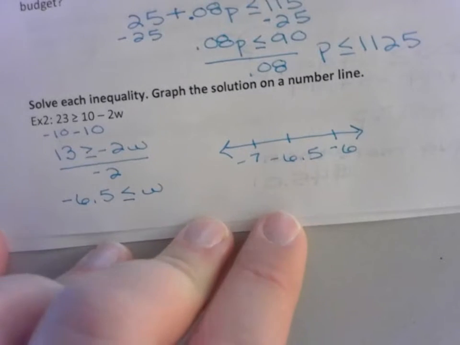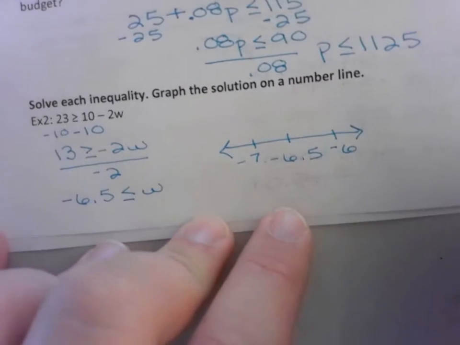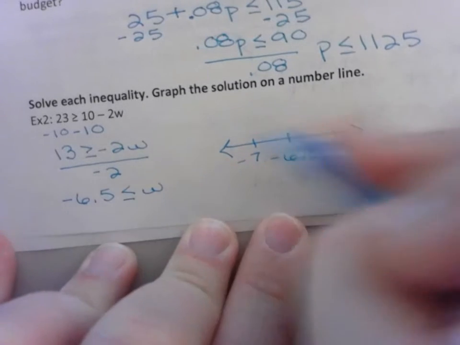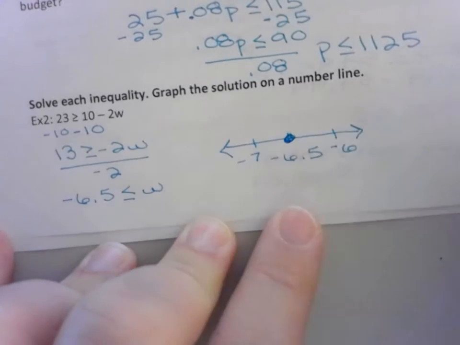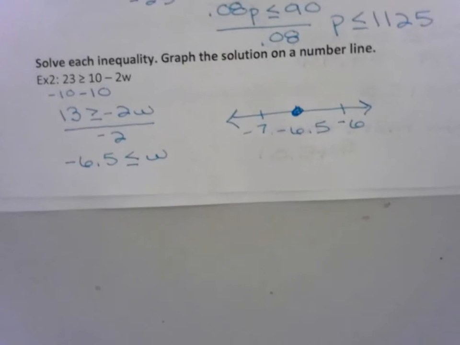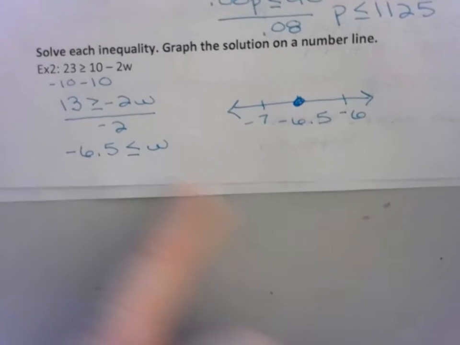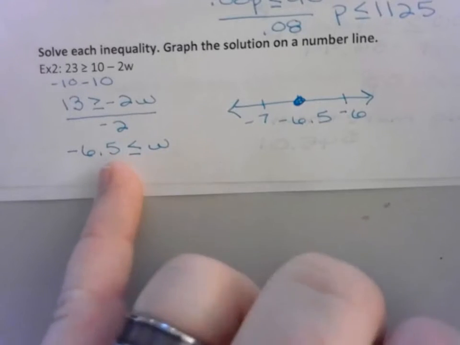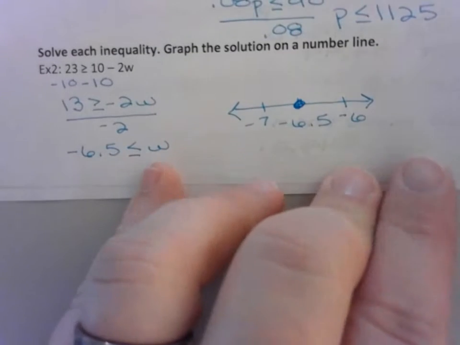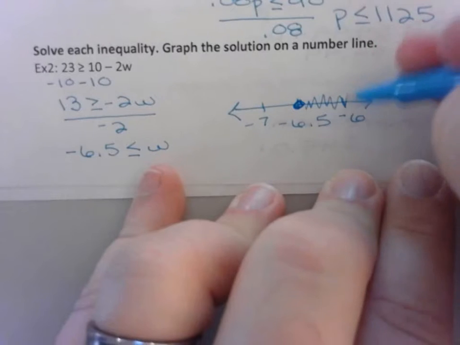Open or close circle at negative 6.5? Close, because it's greater than or equal to. Now, you have to read the variable first. W is what? Greater than or equal to negative 6.5. Since W is greater than, you shade to the right.